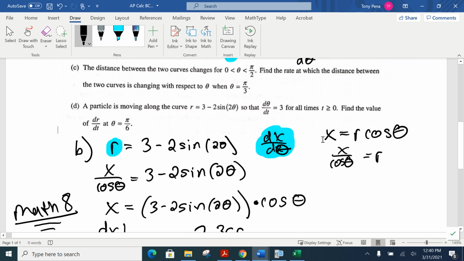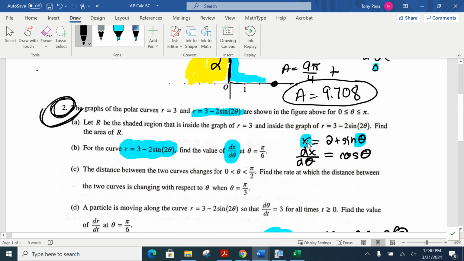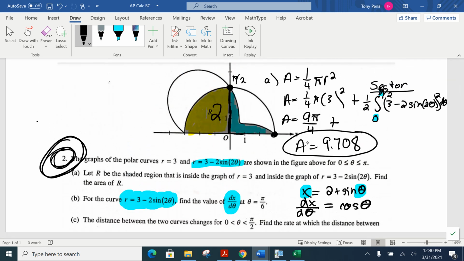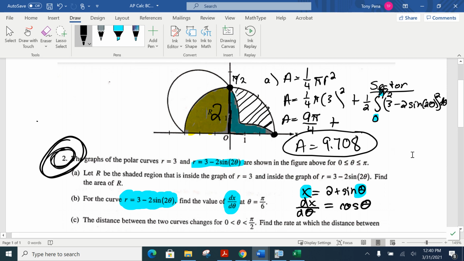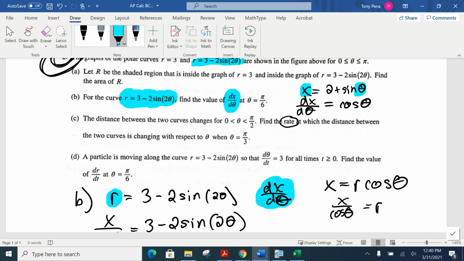All right, letter C. It says the distance between the two curves changes between the interval of 0 and pi over 2. So what that simply means is this area in here, the distance between them is changing. It's getting longer and longer in this interval, and then the distance is going to get smaller and smaller. But between 0 and pi over 2, the distance between those two curves is getting smaller and smaller. So this is now saying find the rate at which the distance between the two curves is changing with respect to theta at the angle pi over 3.